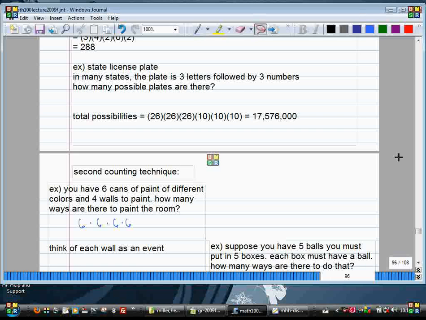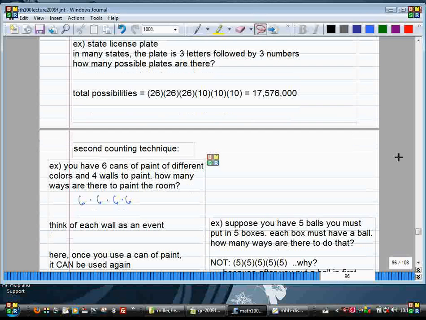So once you put a ball in a box, for the next ball, how many choices are there? 1 less. Or in other words, 4. So there are 4 choices for the next ball. What about for the next ball? Right. You dig? Okay.